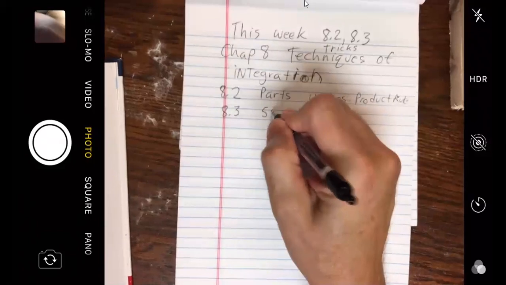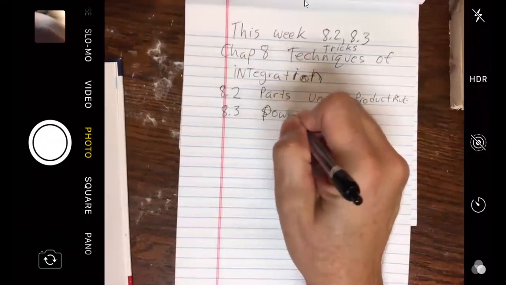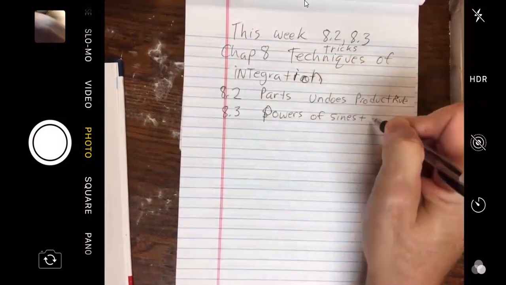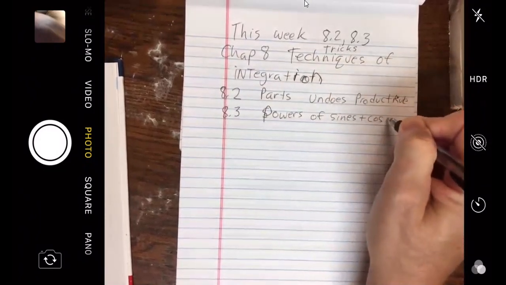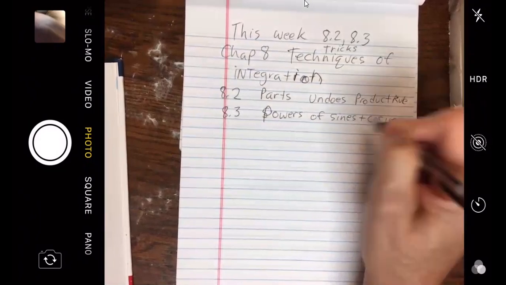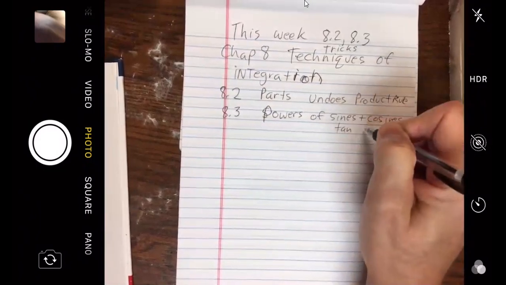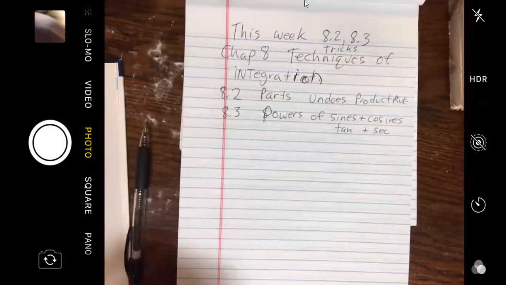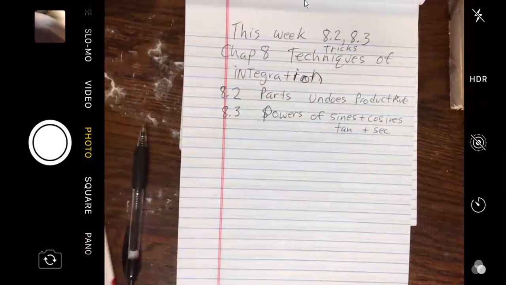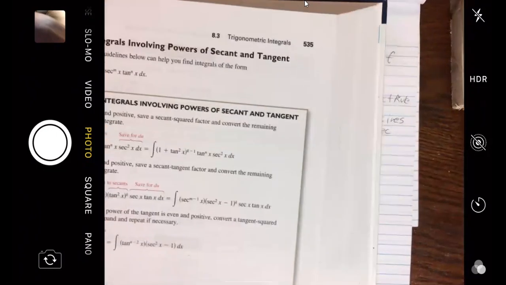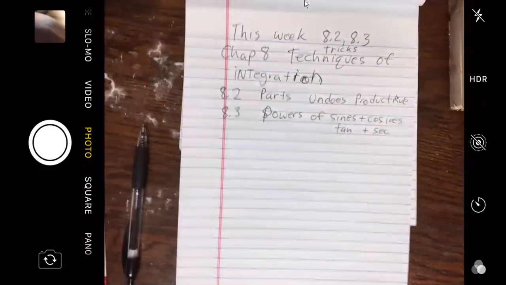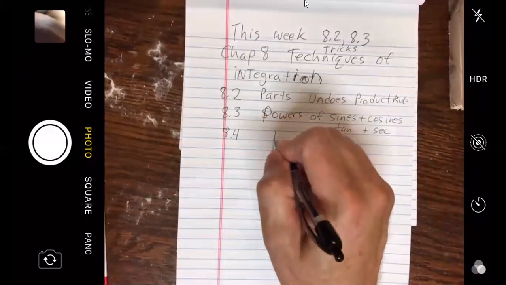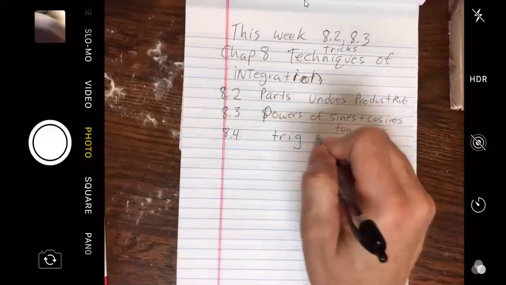These are powers of sines, cosines, tangents, and secants. Trigonometric integrals, they call them. Trig integrals. 8.4 is called trig sub. So 8.3 and 8.4 really hit your trigs.